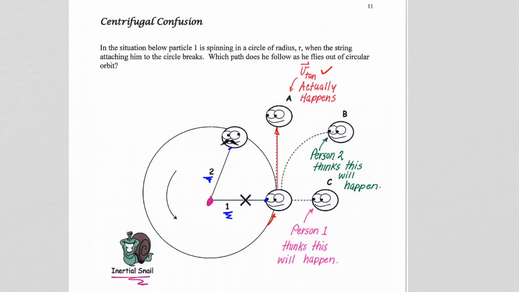Well, if the string breaks right at this point, the person themselves would think that this is going to happen. So the person would think, oh, I've got this outward force pulling me outward, I'm going to fly outward. Person 2, on the other hand, if they're observing person 1, would see this type of behavior, not because person 1 is actually swooping out in this direction. This does not actually happen. What actually happens is that the person flies off tangentially, but person 2, as they move away from this red line, would perceive that the red person is flying off to the right as well.